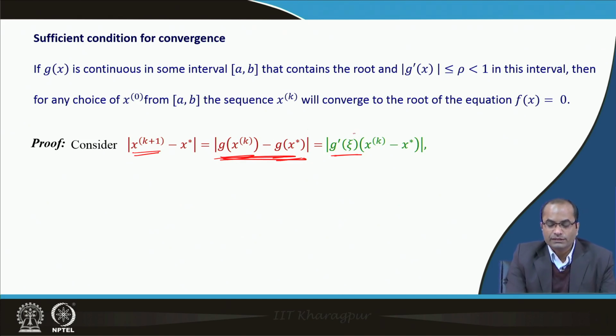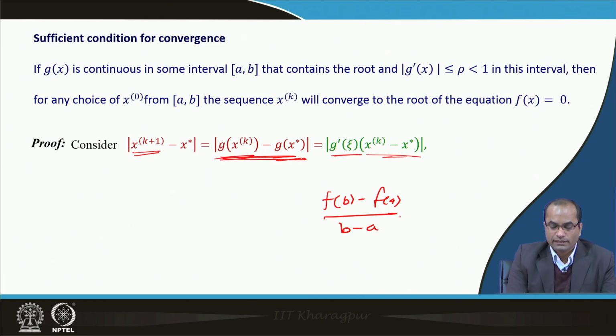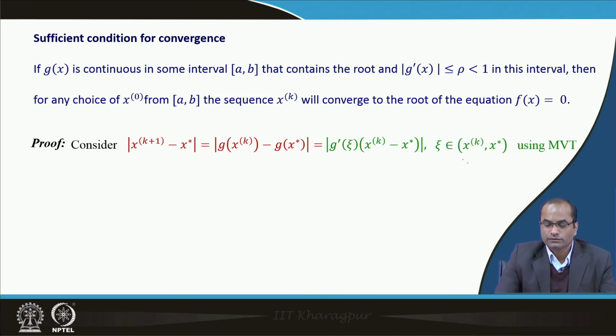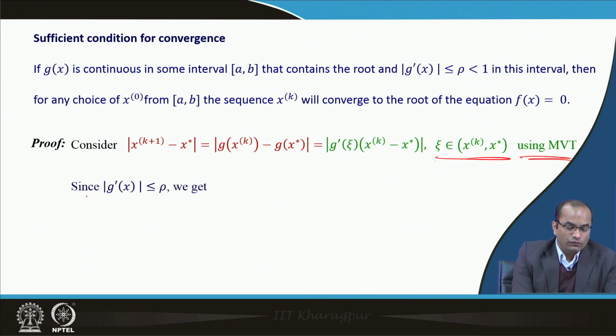So, that we have g prime at xi and x k minus x star. That is the mean value theorem, which we usually write like f b minus f a over b minus a, and there is a point xi. So, this is where we have applied the mean value theorem. This xi lies somewhere between x star and x k. Now we know that g prime, the derivative, is less than rho in the whole interval a b.